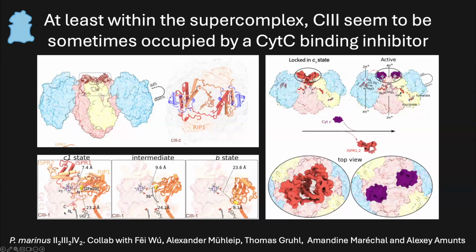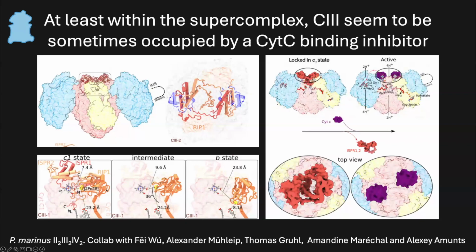And that is that when we look at complex 3, Fay, who analyzed the data, could identify 3 sub-states that complex 3 is found in. And those states are defined by the distance between one of the key components of complex 3, which is called RIP1 here. The more commonly used name is Rieske. And so the distance of Rieske from the active iron sulfur cluster center that is found inside complex 3. And so he found 3 positions of this Rieske in relation to that iron sulfur cluster center.